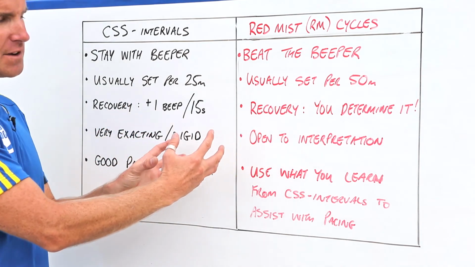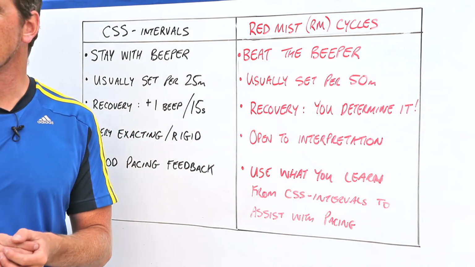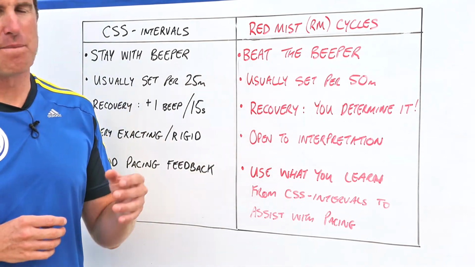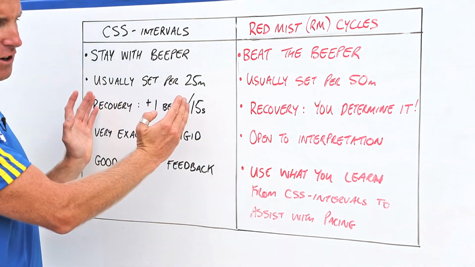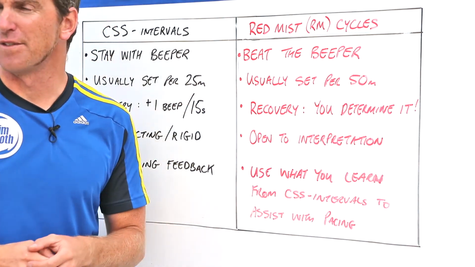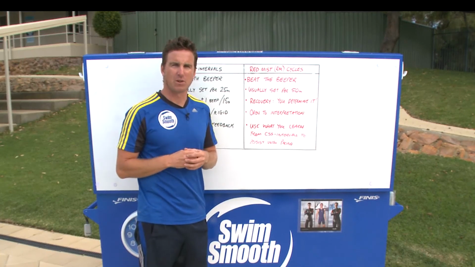So by combining those two types of sessions in 1 week, so let's say a CSS interval session and a red mist cycle session, focus on threshold development, focus on endurance development, can really help to improve your swimming quite significantly.